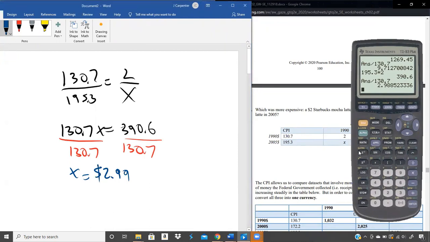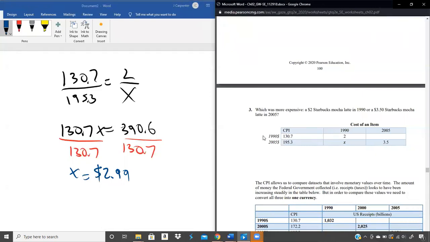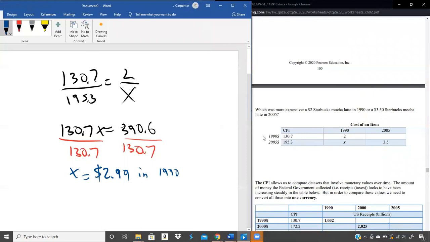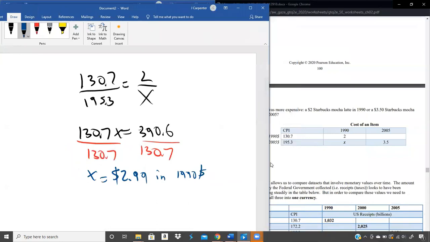Now that was $1. Now this is specifically the dollars in 1990. When they write things this way, this 1990 and a dollar symbol, that's saying in the currency of 1990, the 1990 dollar. So the x is $2.99. So we just turned the $3.50 latte from 2005. We said, well, what would this cost if we bought it with 1990 dollars? It would cost us $2.99.